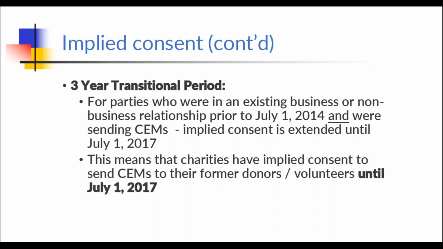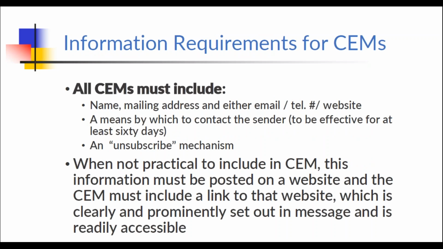Well, not currently, because as the transitional period says, you have implied consent to send them CEMs until July 1, 2017. Anyone who donated before July 1, 2014 falls under that umbrella. But starting July 2nd, 2017, you better stop sending them those emails, because at that point you're violating CASL. So that's the transitional period. I know it's complex. I'm happy to discuss it with you one-on-one if you contact me after this.